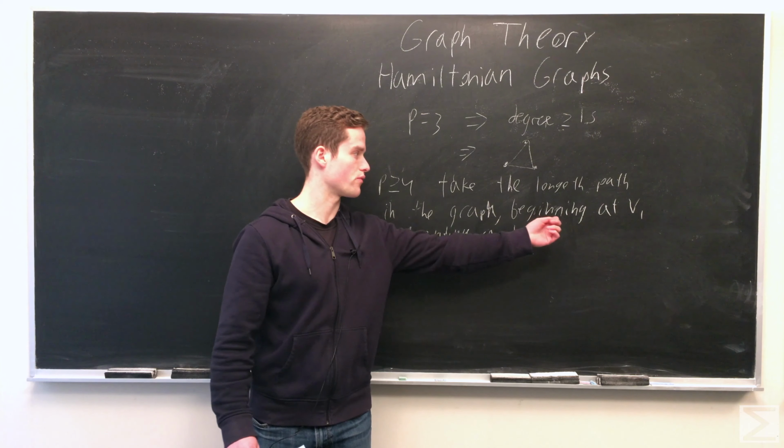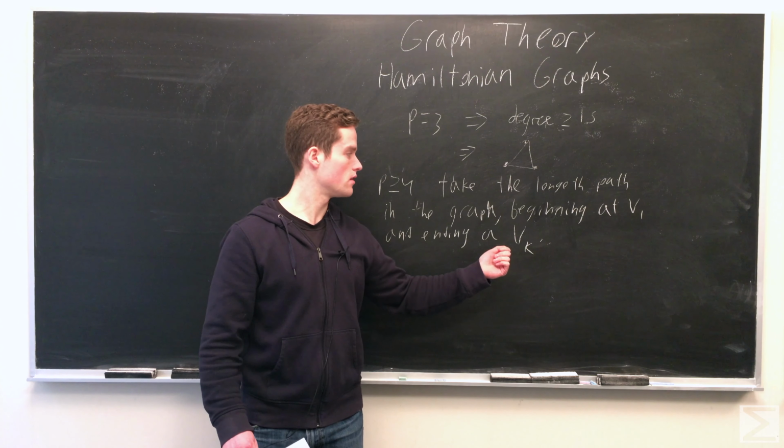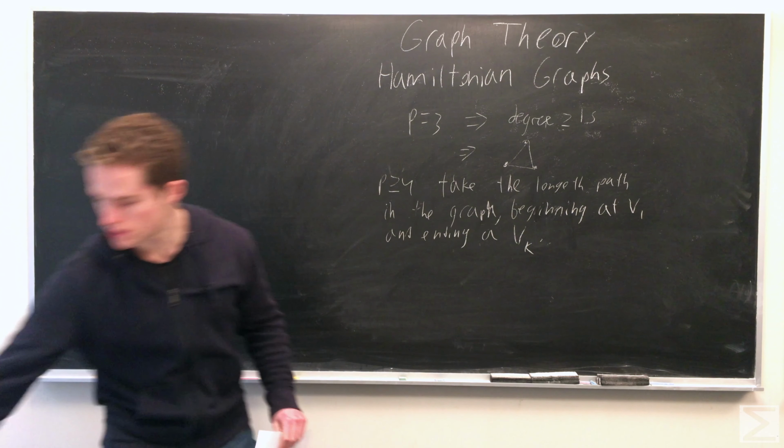The next thing we're going to note is there must be an edge going from Vk to a vertex and an edge going from V1 to a vertex, such that these two vertices are adjacent to each other. And we can show this by contradiction.